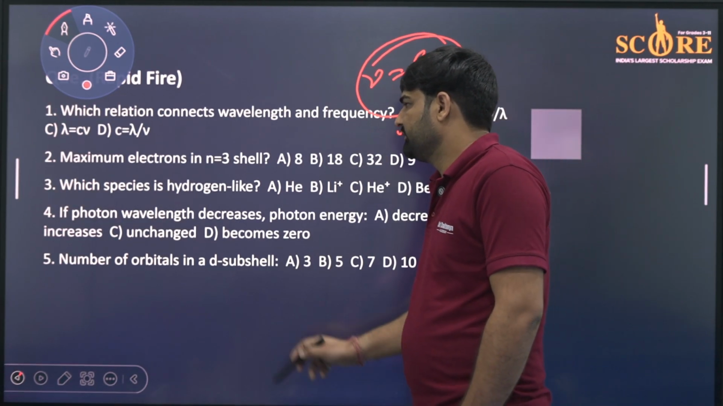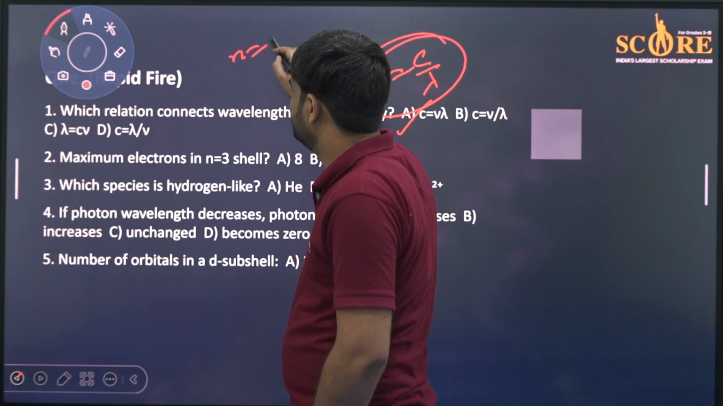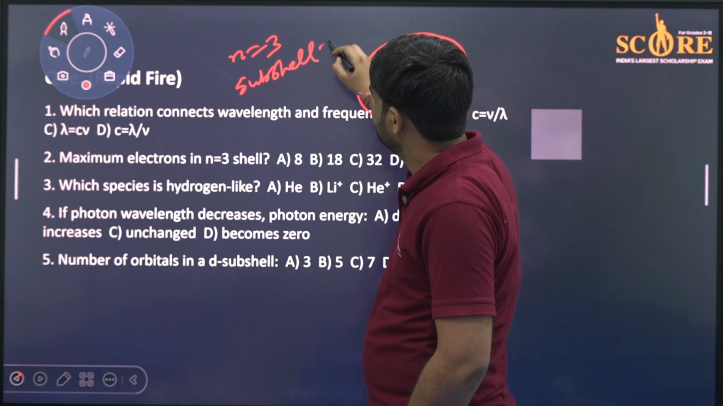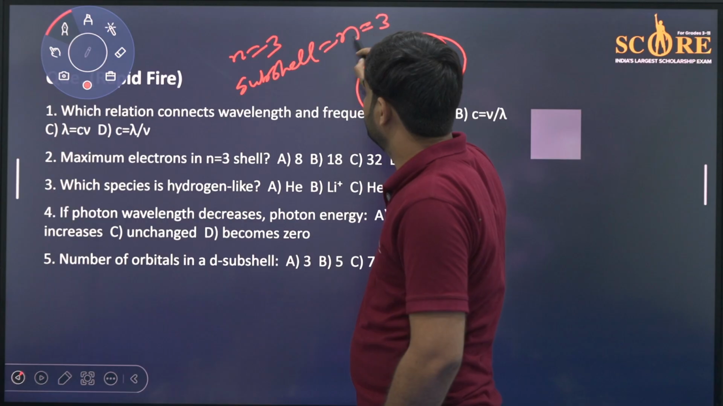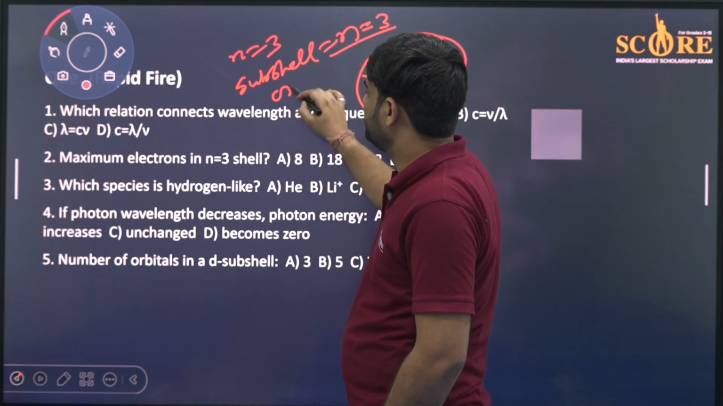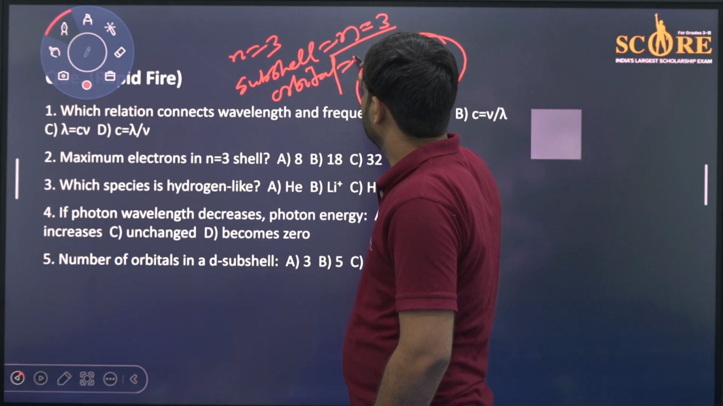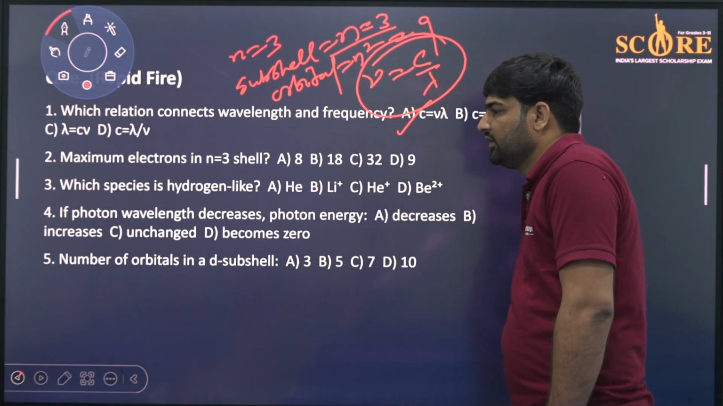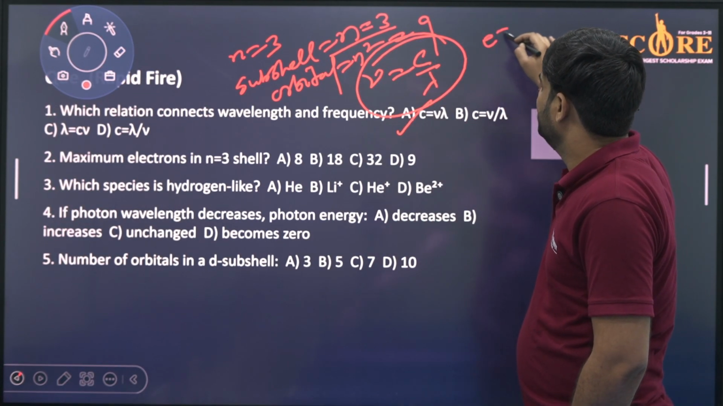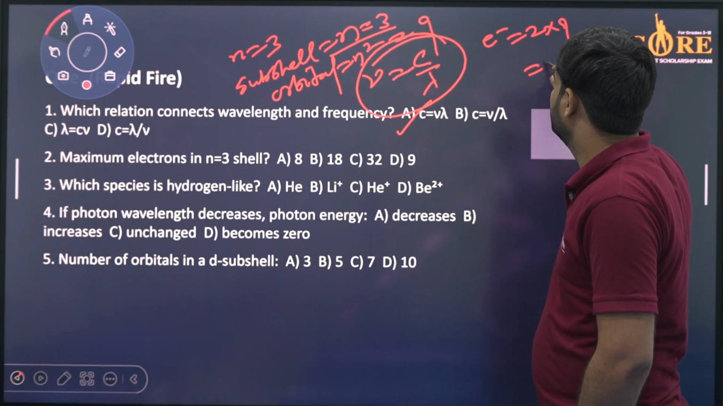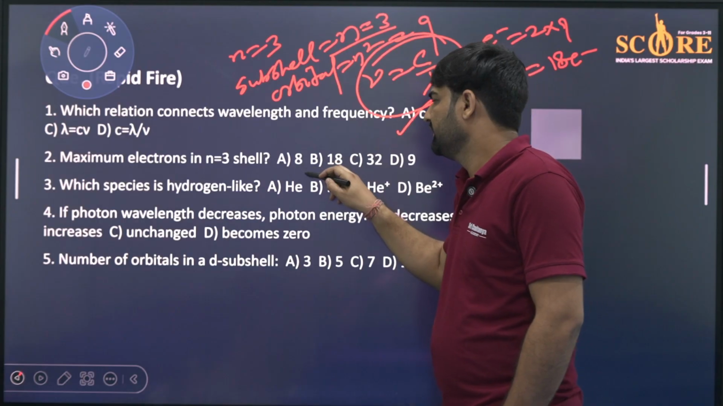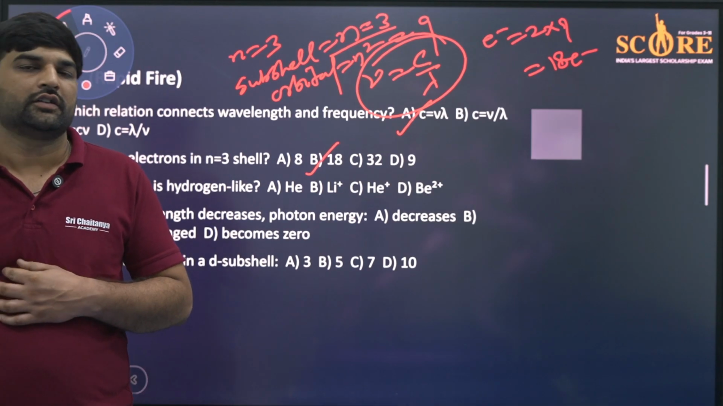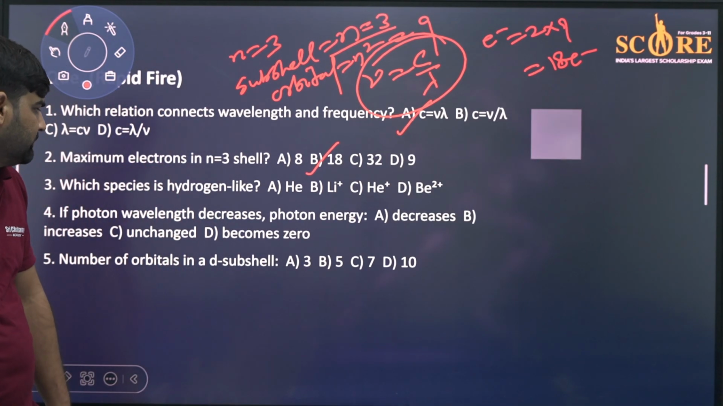Maximum electrons in n equals 3. So you know n equals 3, then subshells are also 3. And the number of orbitals is n square. This will be 9. And the number of electrons will be 2 times 9, that is 18 electrons, because an orbital can accommodate maximum 2 electrons with opposite spin.